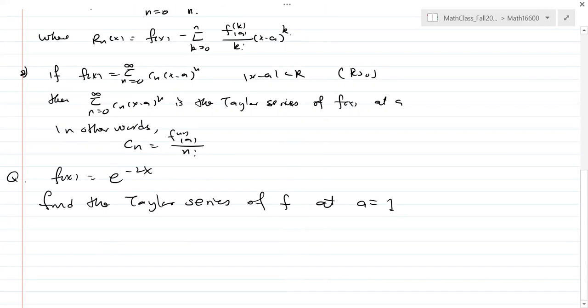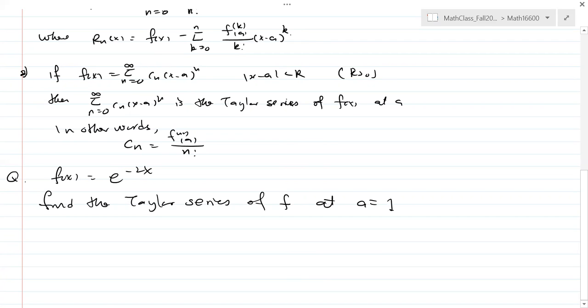Actually, I'm asking less than what I want. I can ask you to find the power series representation for this function at a equals 1. That's asking much more than the Taylor series. But surprisingly, if you find a power series representation, then you automatically get the Taylor series. But if you find a Taylor series, by definition, you have to prove it's convergent in order to say this is a power series representation, okay?